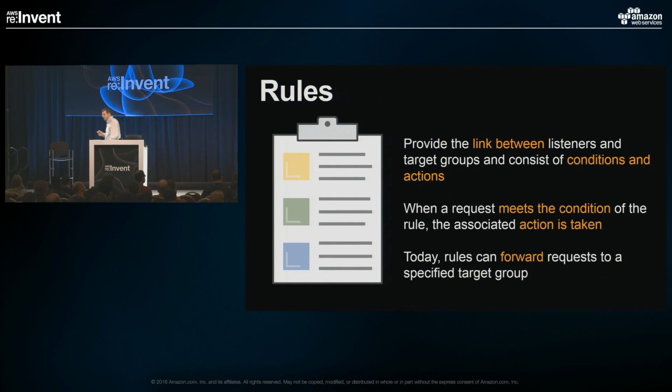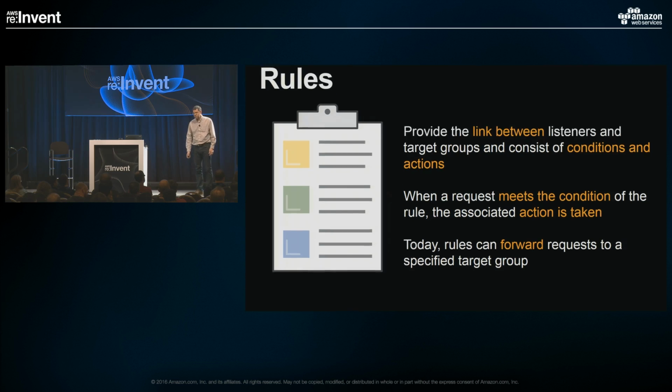So they provide a link between the listeners and the target groups, and they consist of conditions and actions. So every rule is a condition, and then what action do you want to follow? Today we have one action, which is the forward action, which will forward a request to a target group. So when a request arrives, we look at the condition, we run through all the rules. When we find one that matches, we forward it to that target group. If we don't find one that matches and you have a default, we will use the default. If there's no default, we will return a 503.